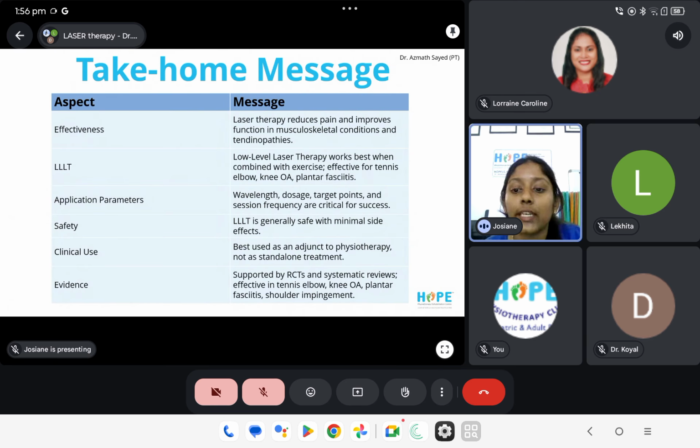It is best used as an adjunct to physiotherapy, not as a standalone treatment, and it is supported by various randomized control trials and systematic reviews, which show it is effective in tennis elbow, knee OA, plantar fasciitis, and shoulder impingement.